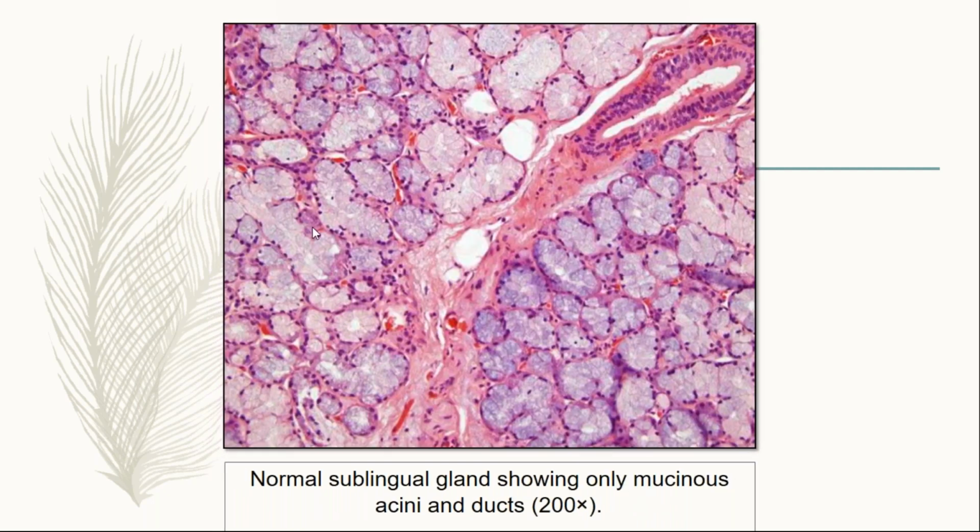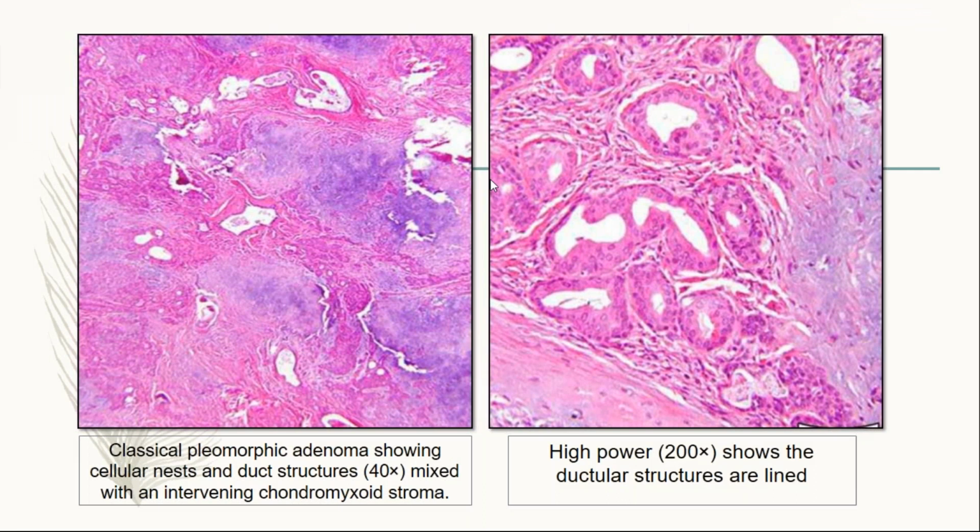And this is a sublingual gland, which consists predominantly of mucinous acini and ducts. This is the duct showing a columnar to low cuboidal, or cuboidal to low columnar, type of epithelium, and these are the myoepithelial cells. Okay, so coming to the pleomorphic adenoma.